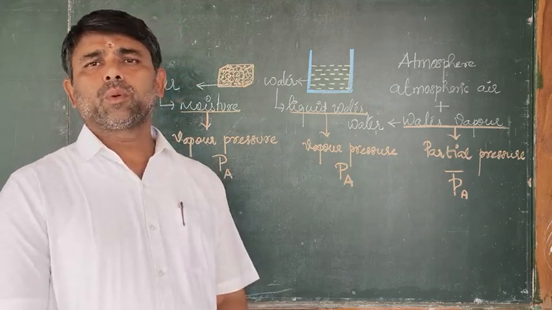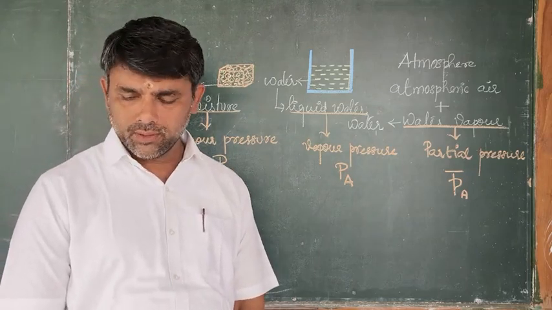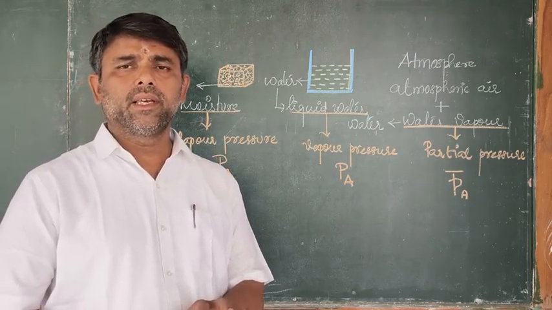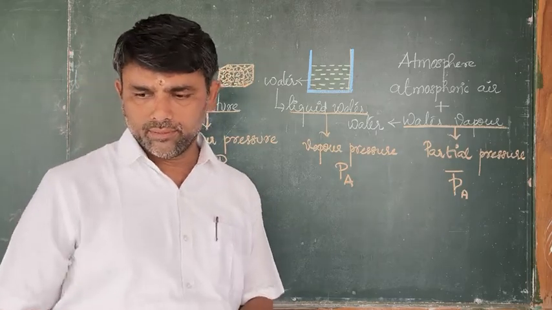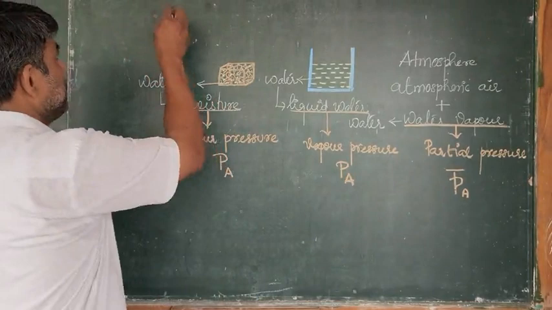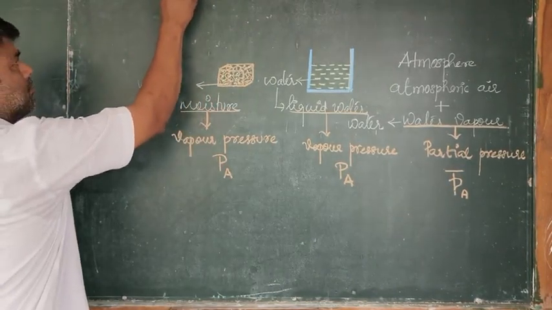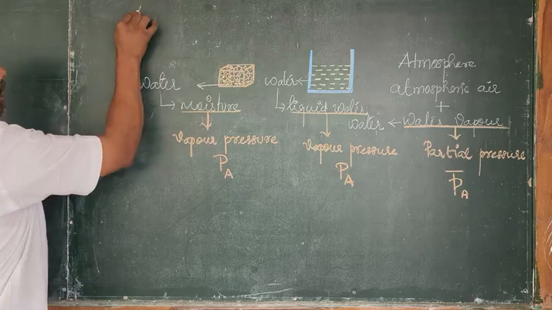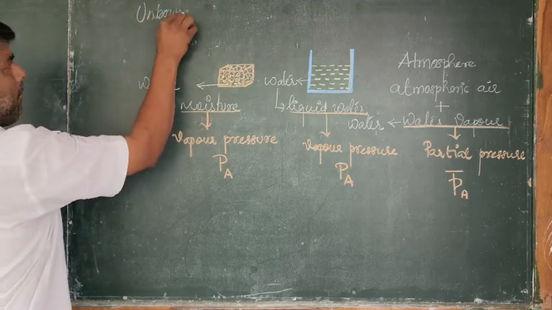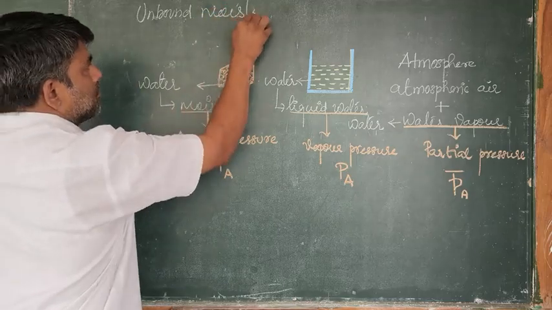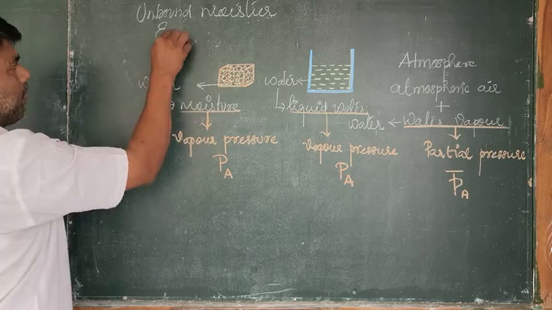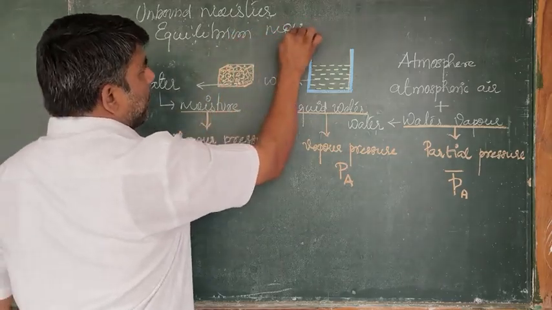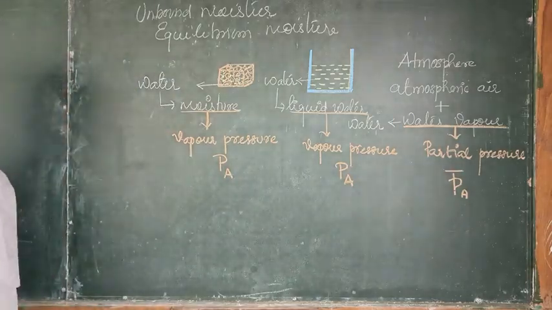Today, I am going to provide a proper definition for bound moisture, unbound moisture, equilibrium moisture and free moisture. First one is bound moisture. Second one is unbound moisture. Third one is equilibrium moisture. And fourth one is free moisture.